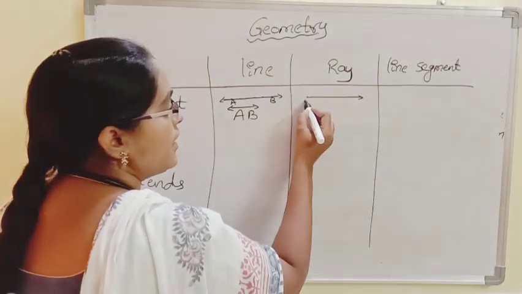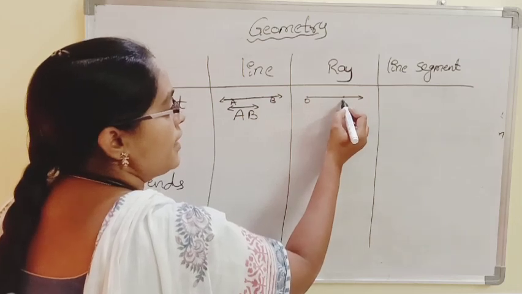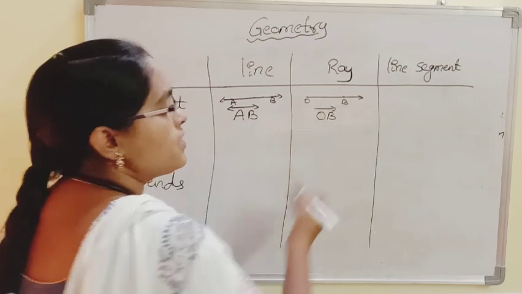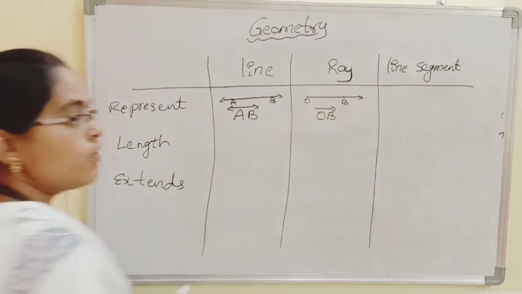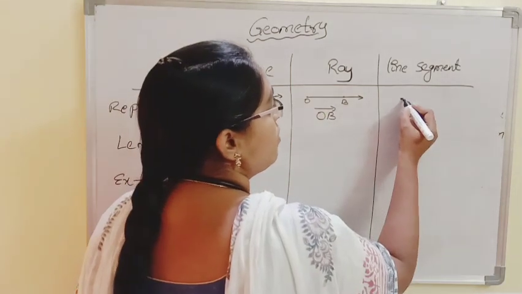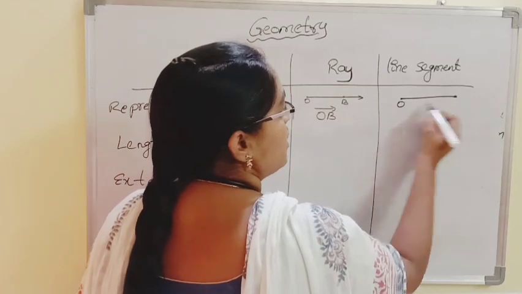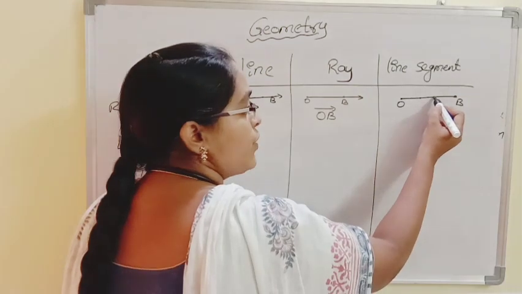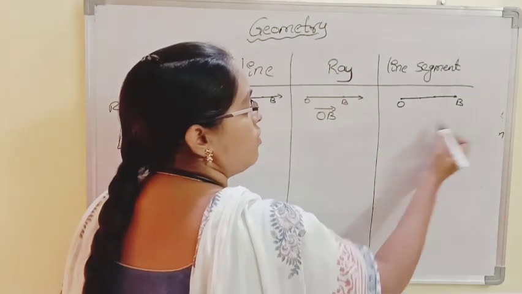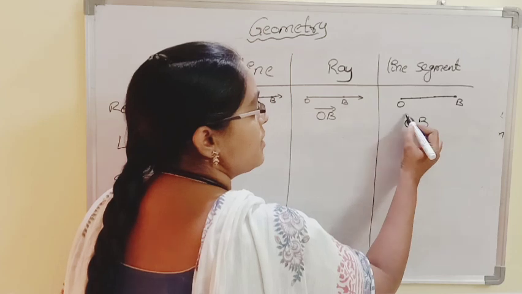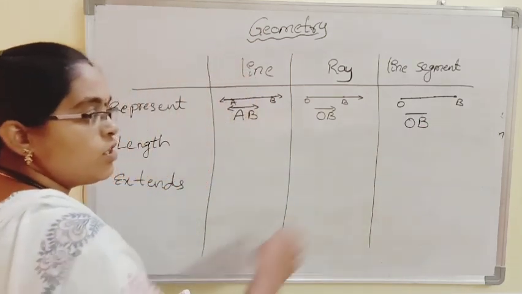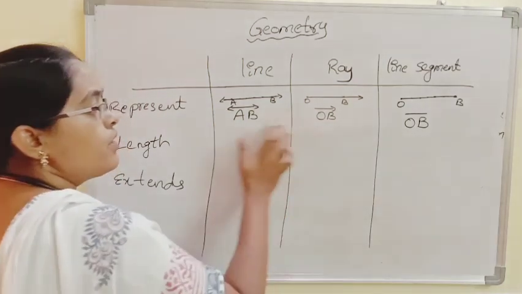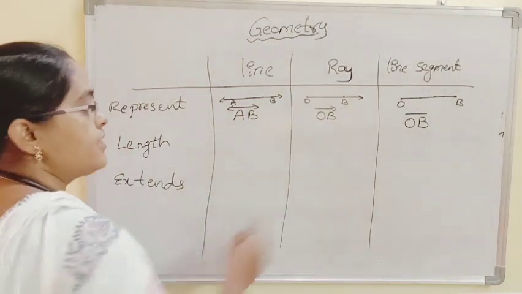So how to write the name? The starting point and any point on the ray we are considering, so OB with a ray symbol above. What is a line segment? A part of a line which has a starting point and an ending point. In between these two also a number of points are there. This we are calling a line segment. We represent it with the starting point and ending point with a line segment symbol above. Like this we represent line, ray and line segment.